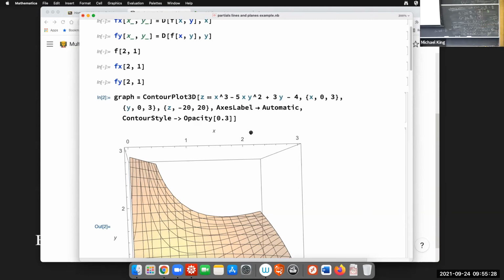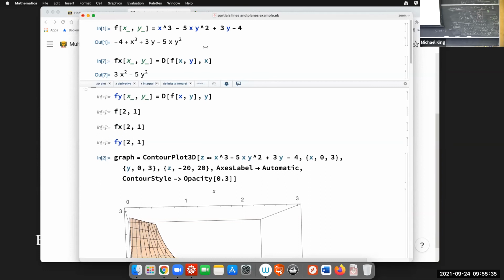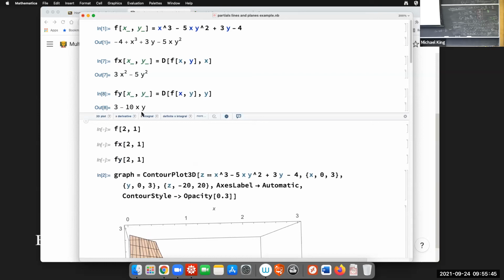So I do want to talk, by the way, Mathematica will do this stuff too. Back to the screen, this function that we were looking at, it will actually compute partials. This command basically says do the derivative with respect to x. And this says do the derivative with respect to y. And so we get the two things we got before, the partial x and y.